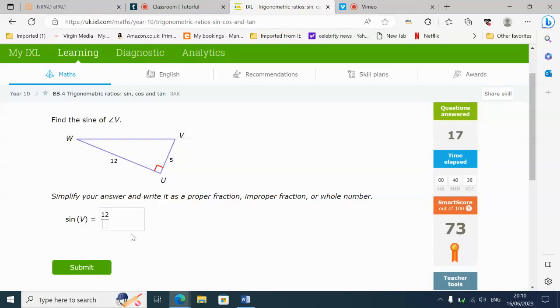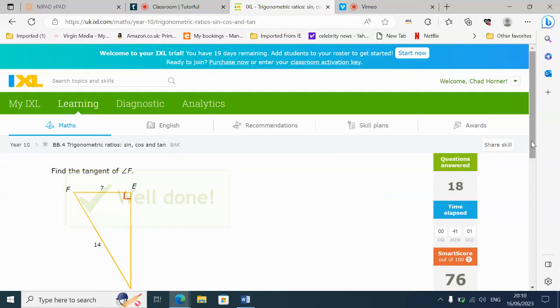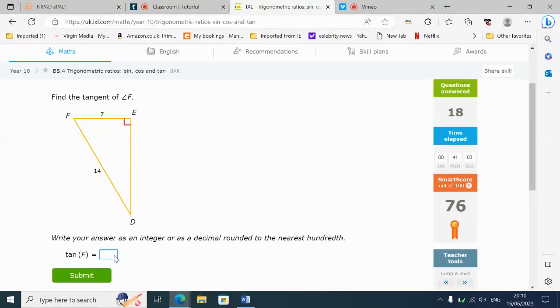The square root of 169 is 13. Can we simplify this? No. Okay, 12 over 13. Well done. Now, next one.